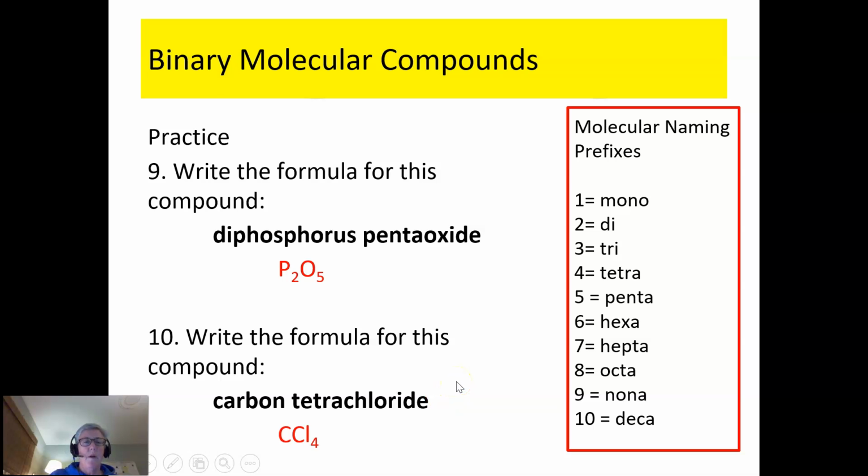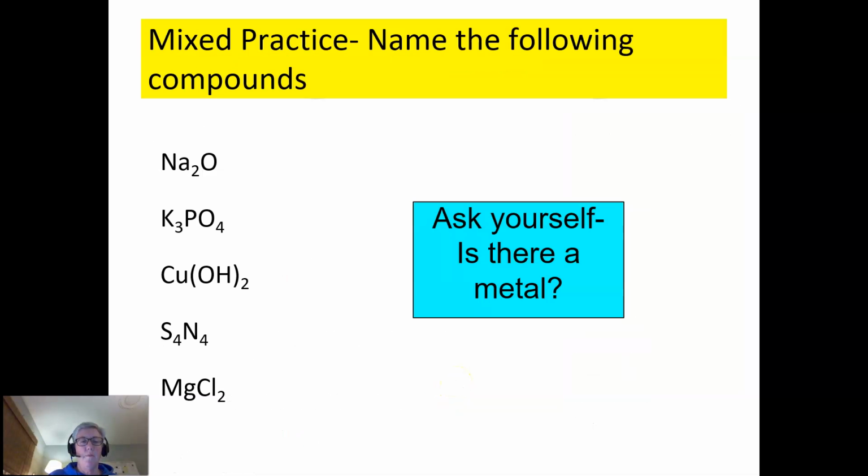All right, so let's do a little bit of mixed practice. These are mixed up. We have ionic, we have molecular, transition metals, etc. So when you look at a formula, ask yourself, is there a metal? If there's a metal, you have an ionic compound. You follow the ionic naming rules. If you don't have a metal, then you have a molecular compound and you follow the molecular naming rules.